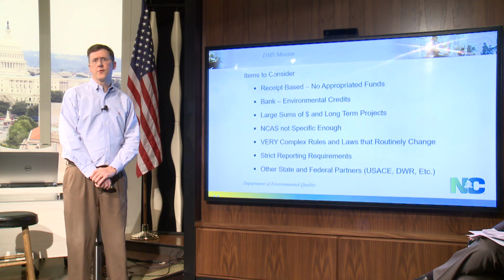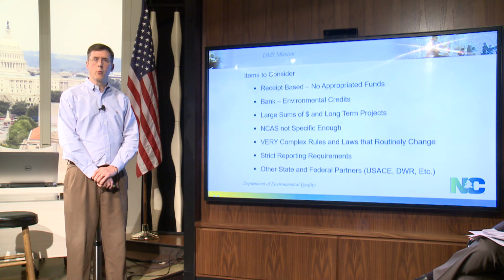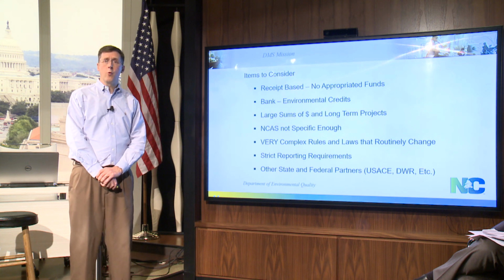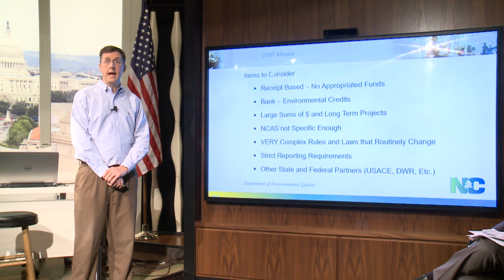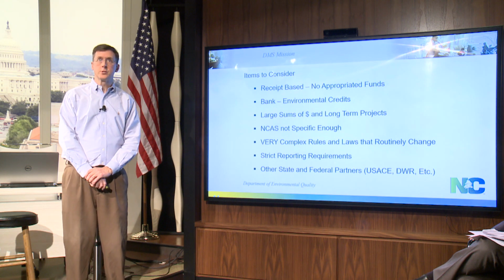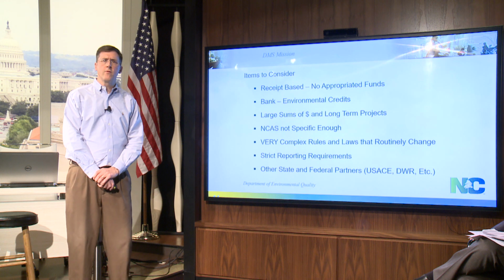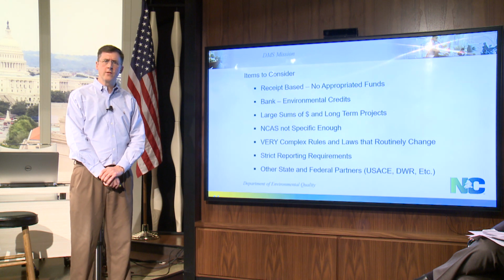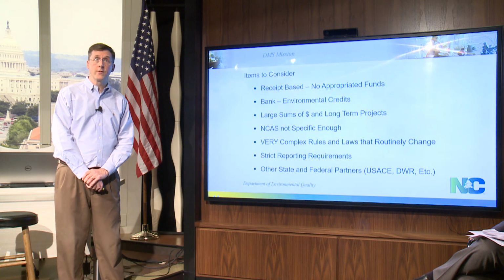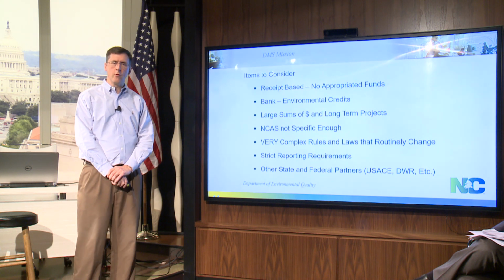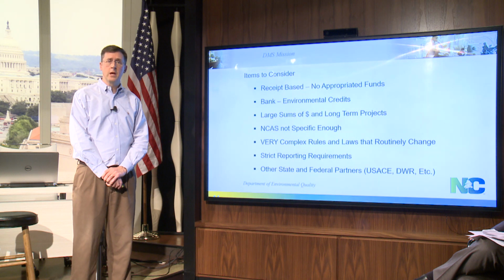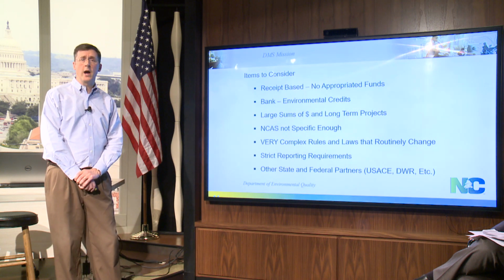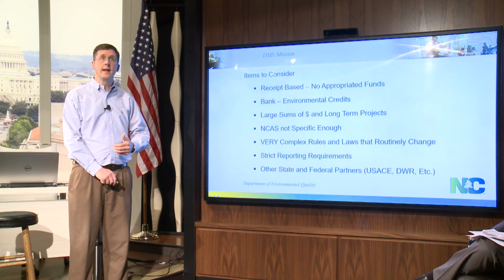We're a little bit different in state government as we don't receive any appropriated funds. We are receipt-based, and it's very important that we track accurately all of our financials. We act almost as if we're like a bank and bank these environmental credits in order for these entities to get permits. The NCAS system, or the North Carolina accounting system, was not specific enough for our utilization, which is why we had to seek something outside of NCAS.